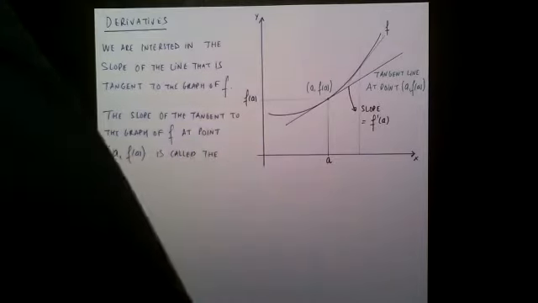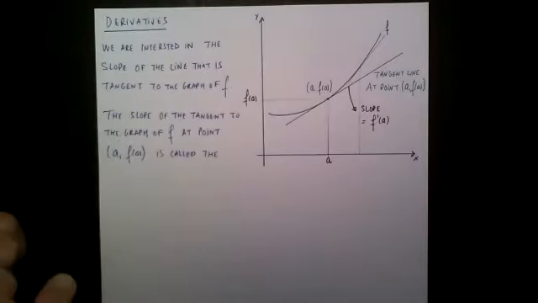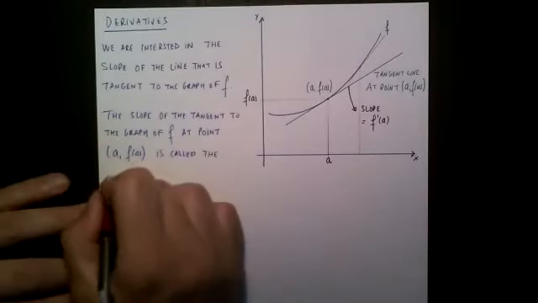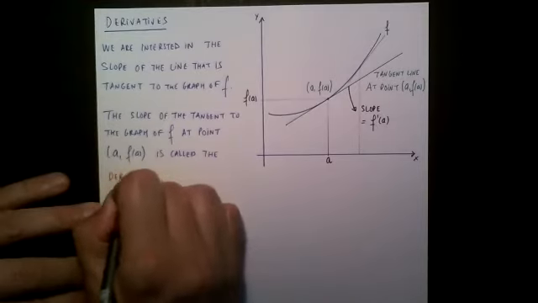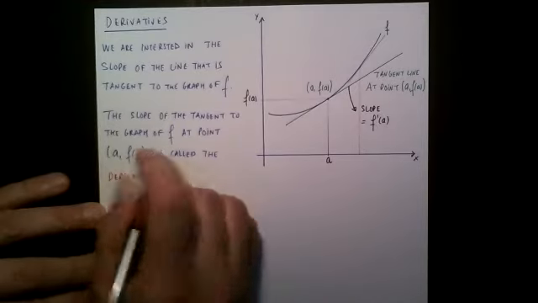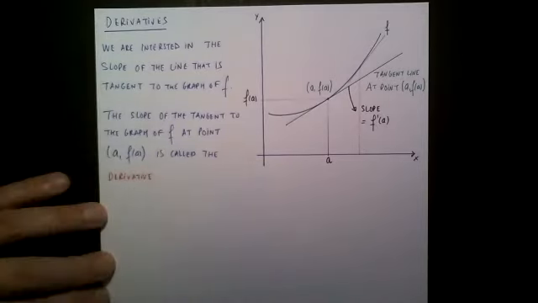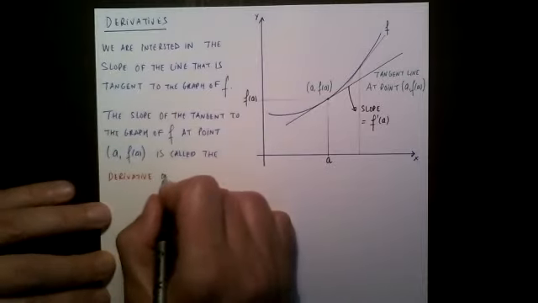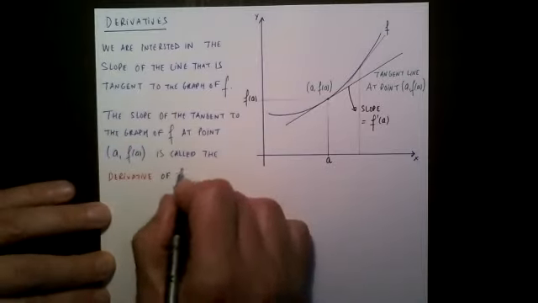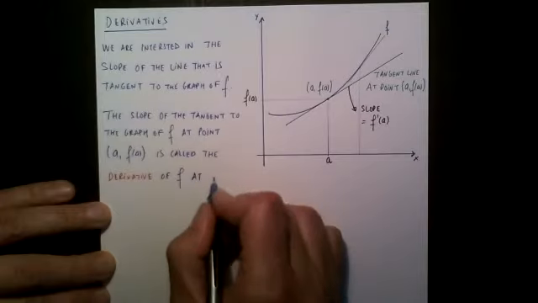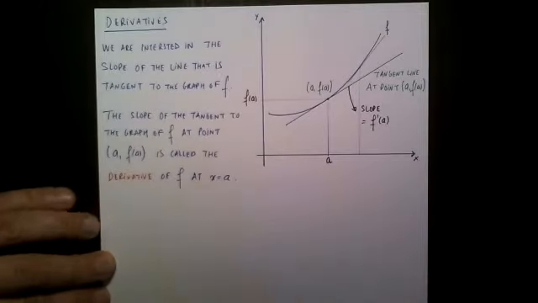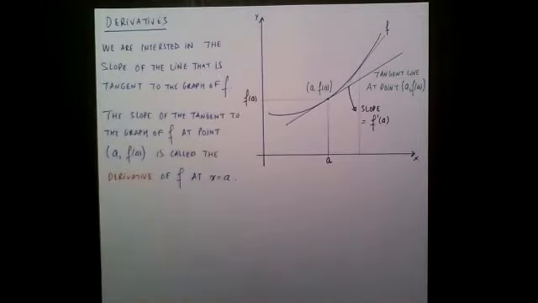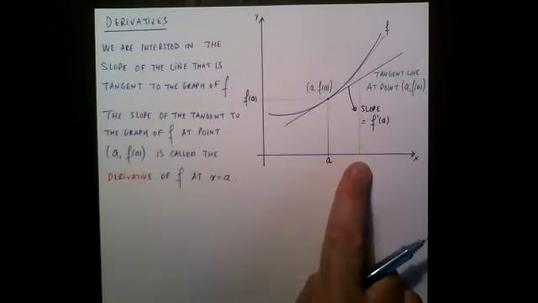Okay, so at this point (a, f of a) is called the derivative of f at x equals a. Okay. So I just wrote what I explained to you here in this picture.